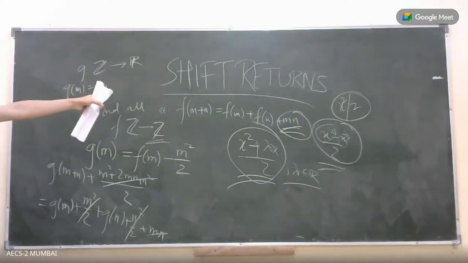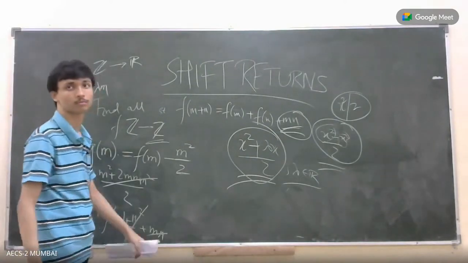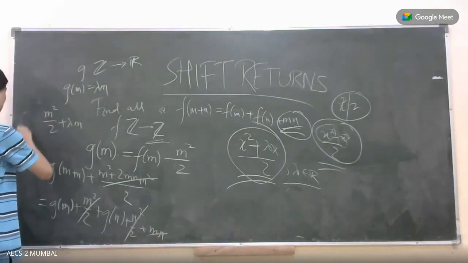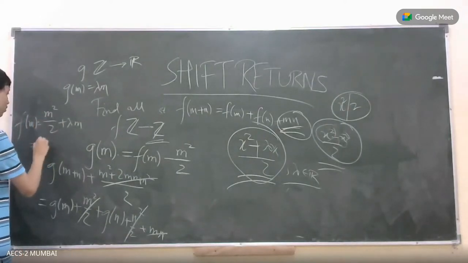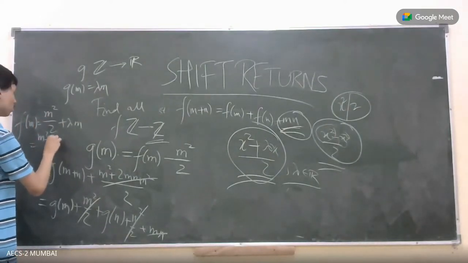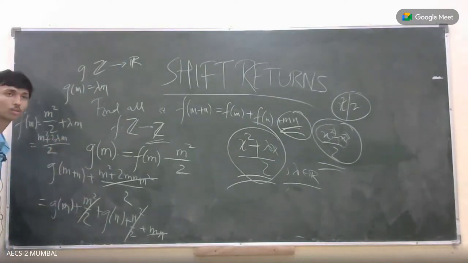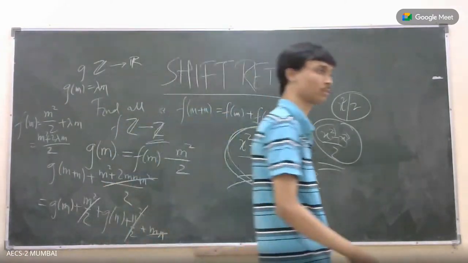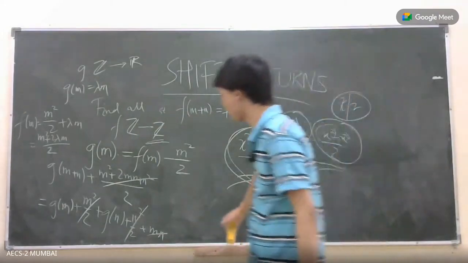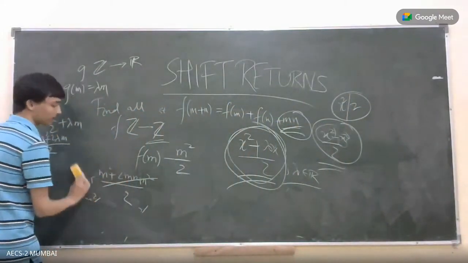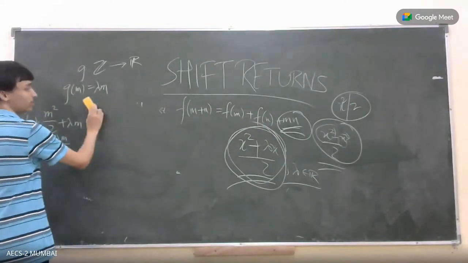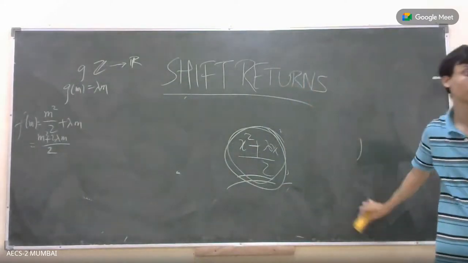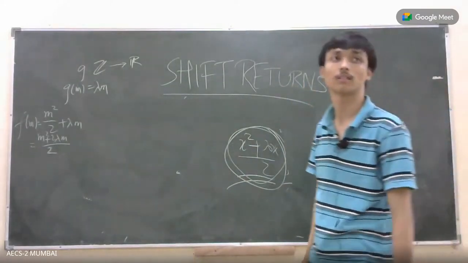So if G(m) equals lambda m, then what is F(m)? m square by 2 plus lambda m. Basically m square plus 2 lambda m, and by 2. So note that you have already proved this. So was this question clear? Was this whole proof clear?